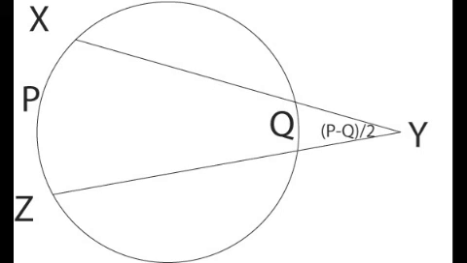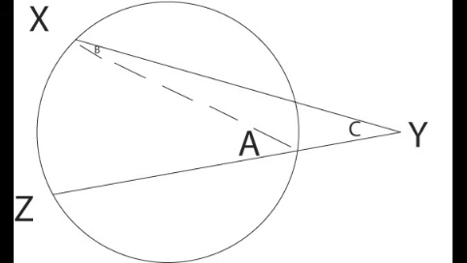Finally, the measure of an angle with its vertex outside the circle is 1/2 of the difference between the intercepted arcs. This can also be proven using exterior angles and the first theorem involving inscribed angles.